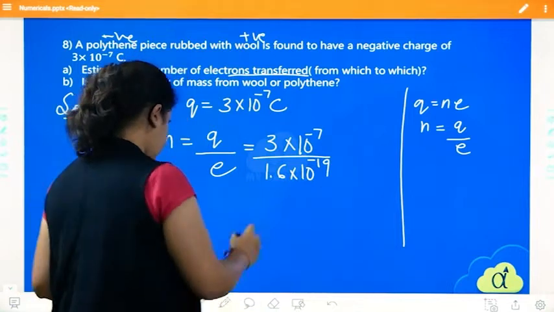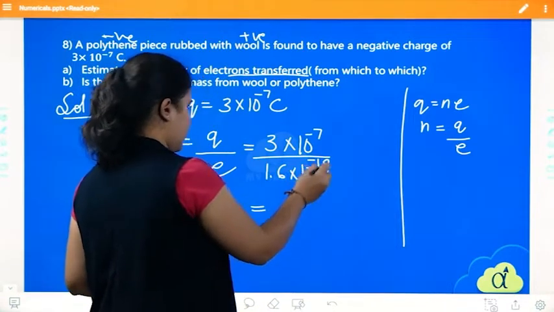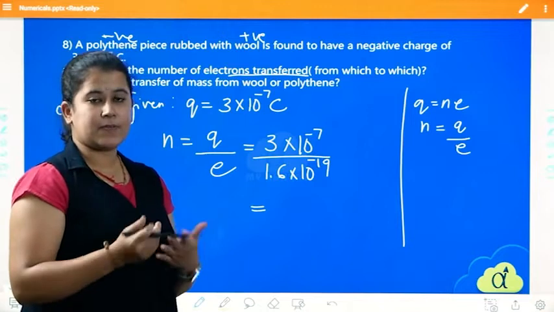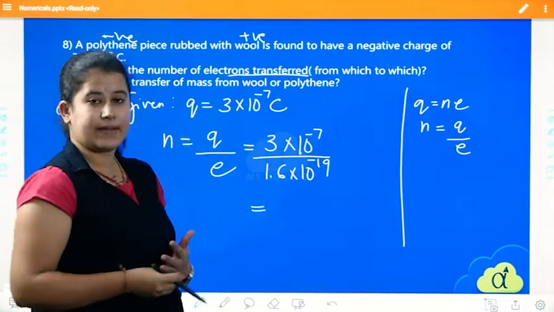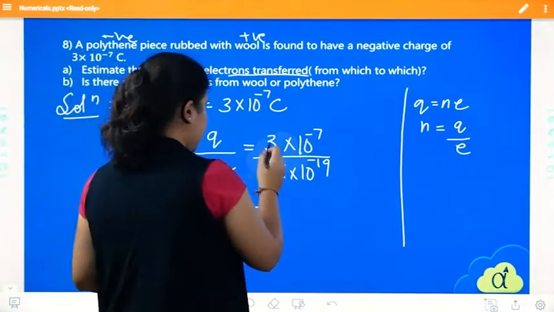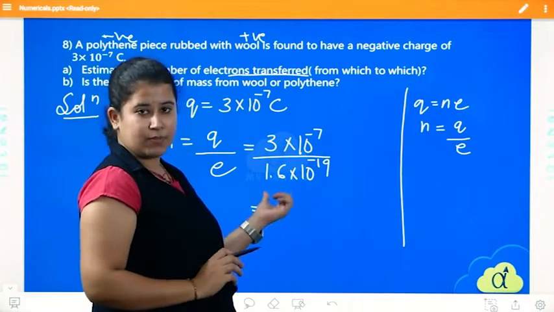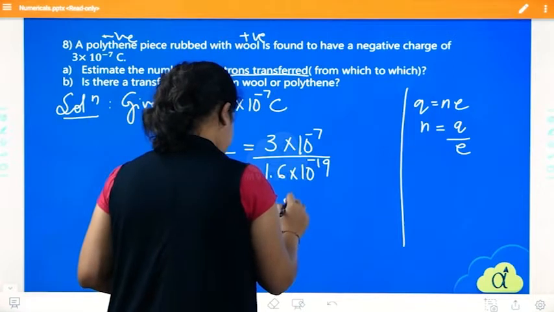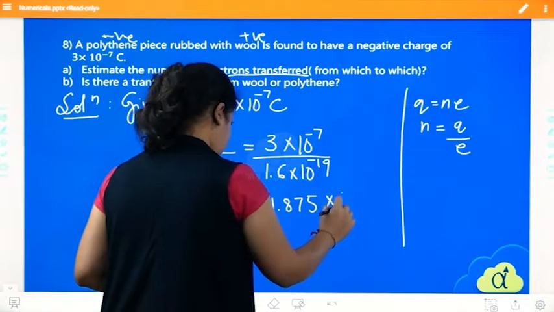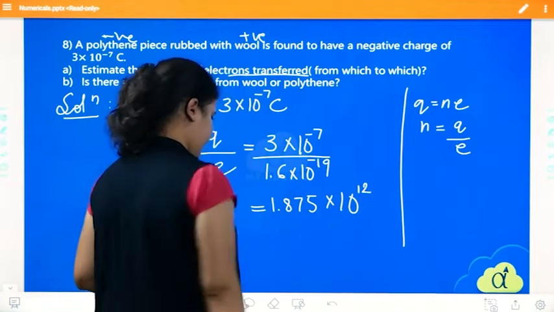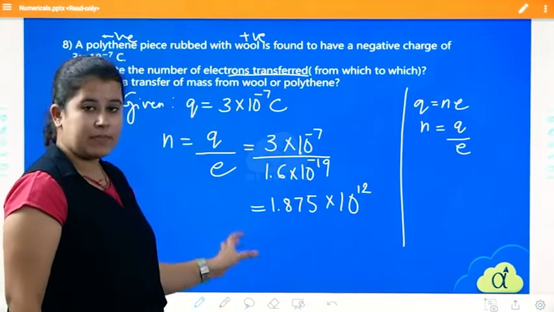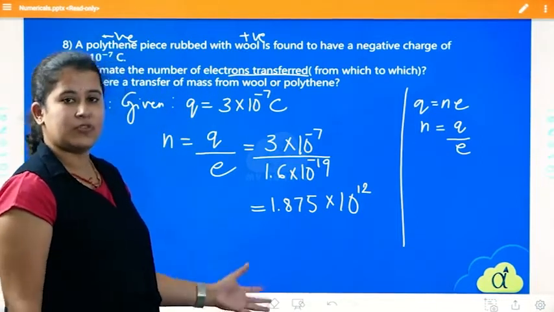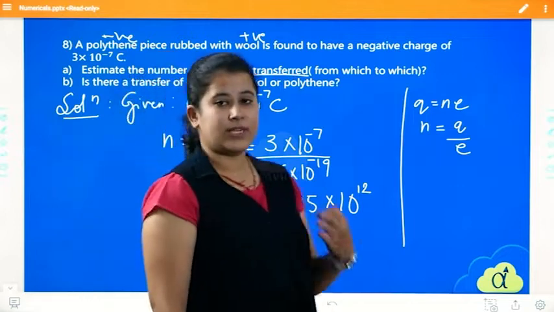Solving this, minus 19 goes up and becomes plus 19, and plus 19 minus 7 gives 12. And here you have 3 and here I have 1.6. By solving, I'll get around 1.875 into 10 raised to 12. So this is a number, there is no SI unit for this.